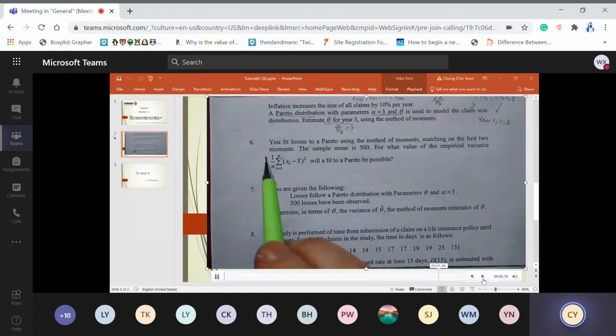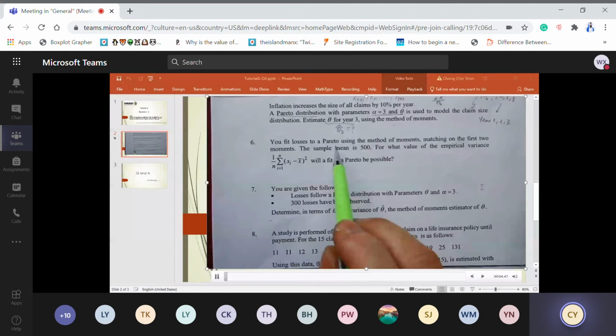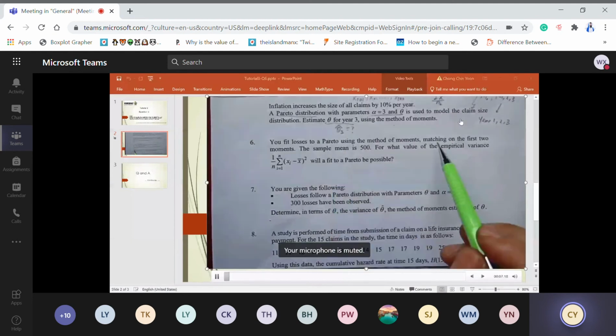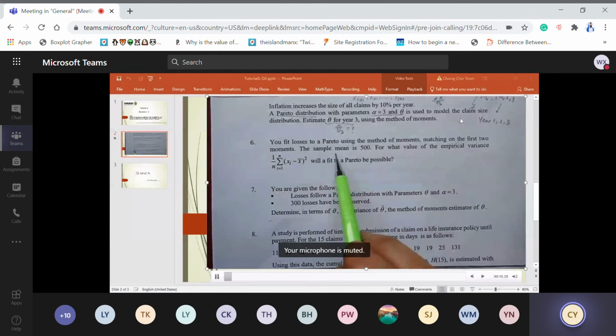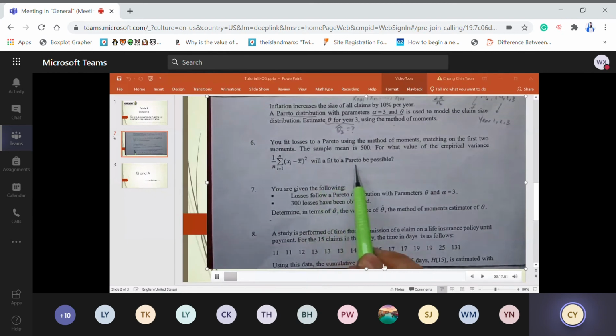Number 6, you fit losses to a Pareto using the method of moments, matching on the first 2 moments. The sample mean is 500. For what value of the empirical variance will a fit to a Pareto be possible?